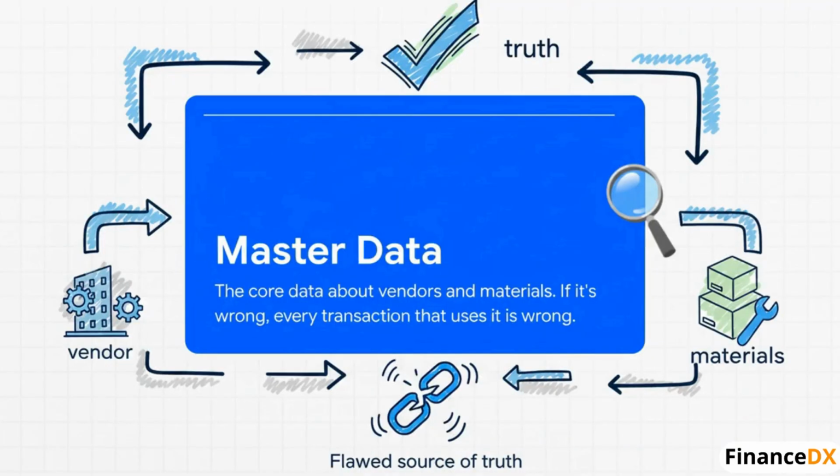So what is master data really? It's basically your company's official address book for everything you buy and everyone you buy from. The core details that don't change often. A vendor's legal name, their tax ID, a specific part number. This stuff gets used over and over and over again. And if that core information, that single source of truth, is wrong, well, you're pretty much guaranteeing that every single transaction that uses it will be wrong too.